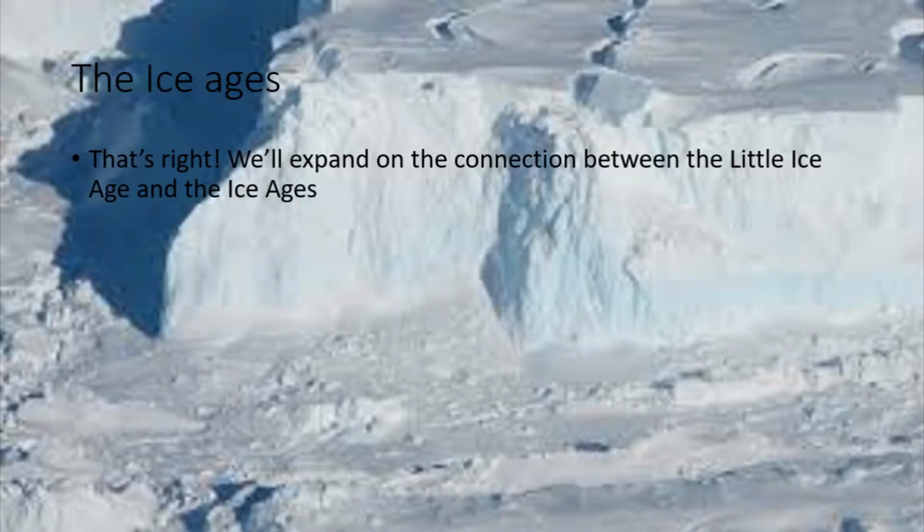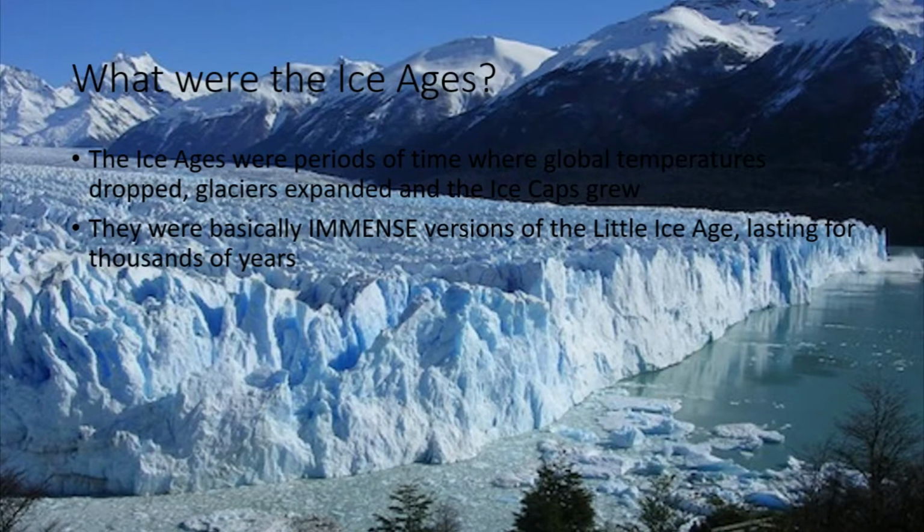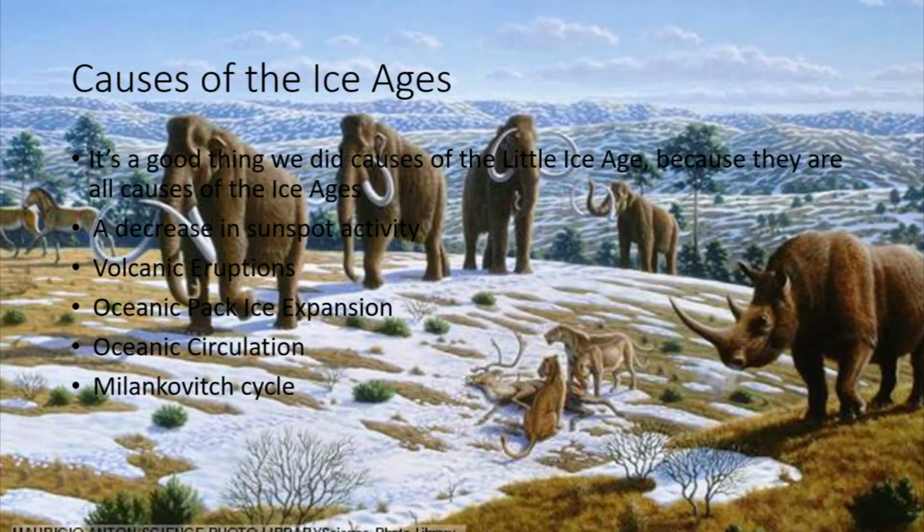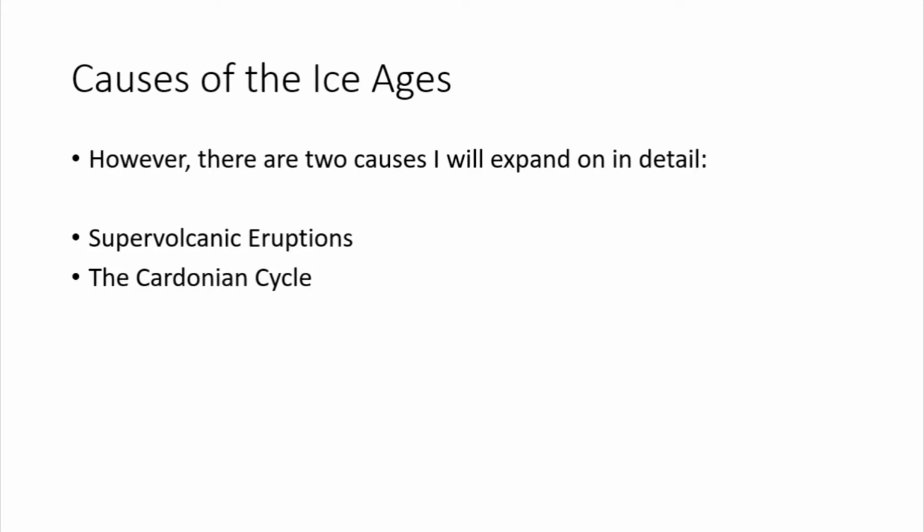So now we're going to expand on the connection between the Little Ice Age and the Ice Ages. The Ice Ages were periods of time where global temperatures dropped, glaciers expanded, and the ice caps grew. They were basically much bigger versions of the Little Ice Age and lasted for thousands of years. The causes of them, again, as we explored earlier, were decreased sunspot activity, volcanic eruptions, oceanic pack ice expansion, oceanic circulation, and the Milankovitch cycle.